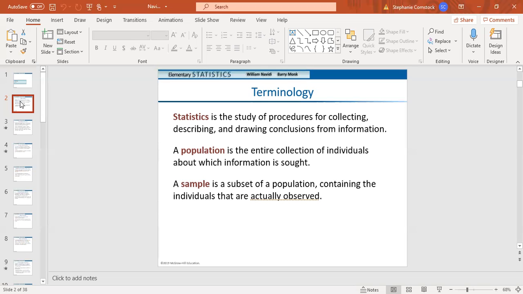And so a sample is a subset or a smaller group of that bigger population. So our class of statistics students would count as a sample from the larger group of all TJC statistics students. It would also be a sample of TJC students in general.